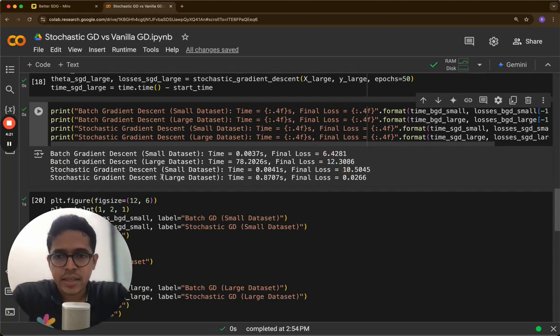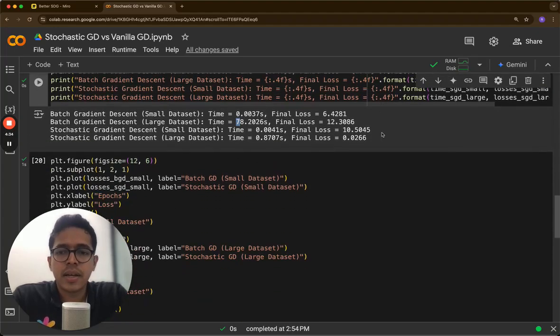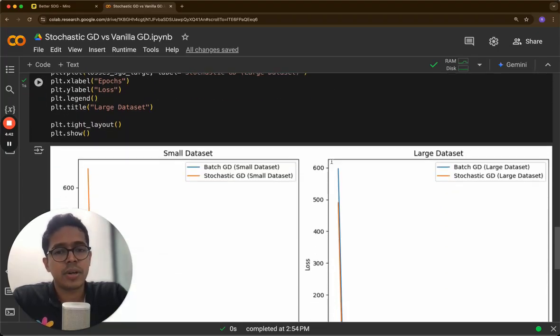For batch gradient descent, for the large data set, the final loss is 12 and it took 78 seconds to run the iterations. And how many iterations are we running? 50 epochs. But for stochastic gradient descent to execute, it took only 0.87 seconds, and the loss is much smaller. And this is exactly what I wanted to show you.